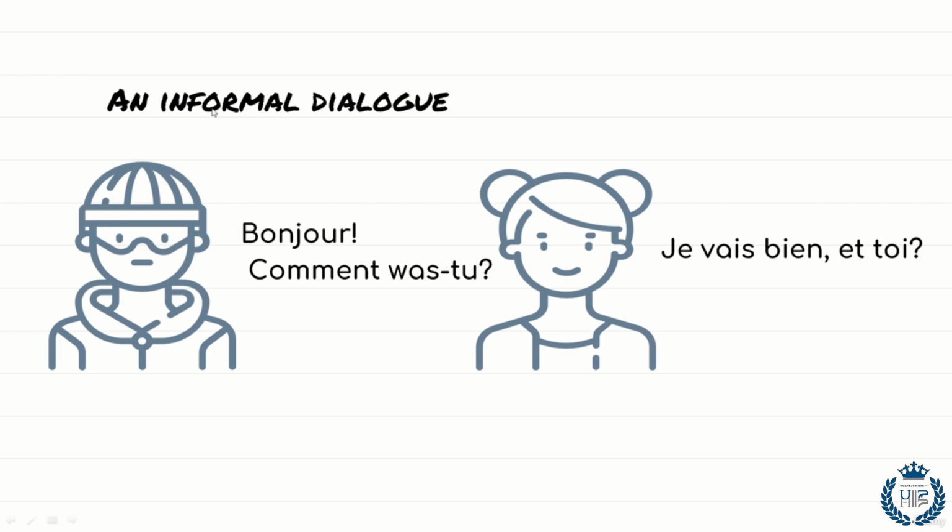Okay, let's see an informal dialogue as well. I will read the dialogue first, then we can talk about it. Bonjour, comment vas-tu? Je vais bien. Et toi? So this is our informal dialogue. As you can see, we started off with saying bonjour. We could have said salut as well. Comment vas-tu? How are you? Je vais bien. Et toi? To answer comment vas-tu, you can say je vais bien. And et toi, as you can see, is our informal way of saying you, which is toi.